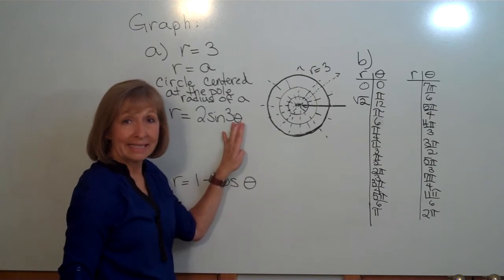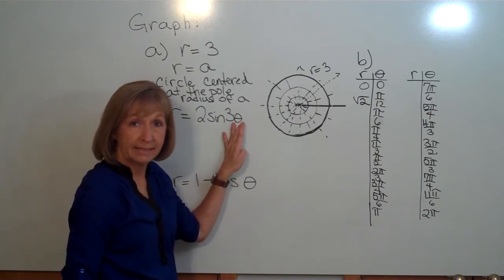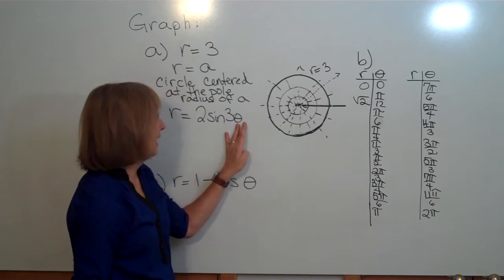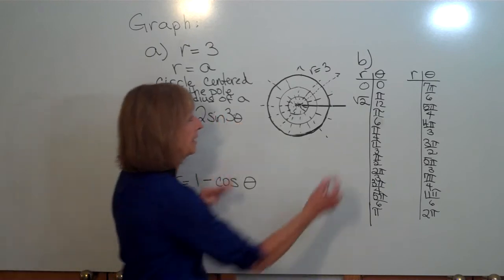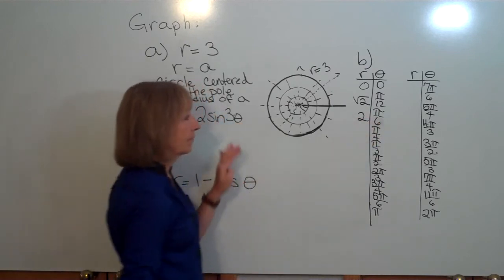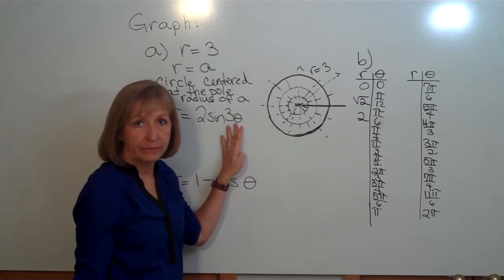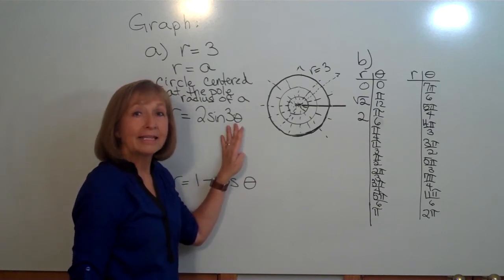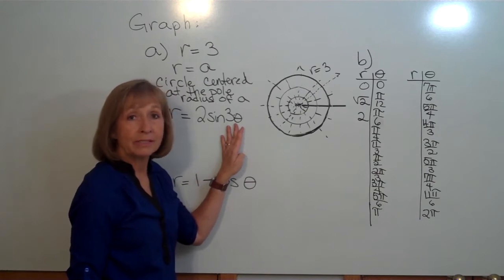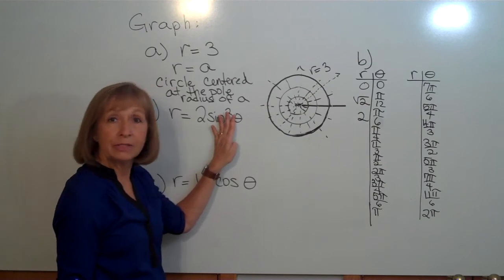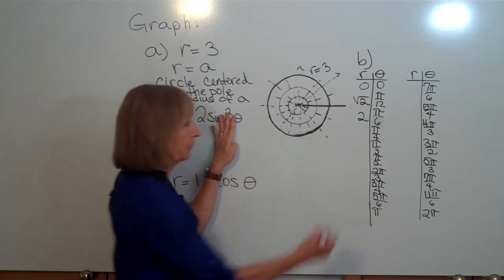For pi over 6, 3 times pi over 6 is 3 pi over 6, which simplifies to pi over 2. Now the sine of pi over 2 is 1, and 2 times 1 is 2. For pi over 4, 3 times pi over 4 is 3 pi over 4. The sine of 3 pi over 4 is the square root of 2 over 2. When I multiply the square root of 2 over 2 times 2, I get the square root of 2.